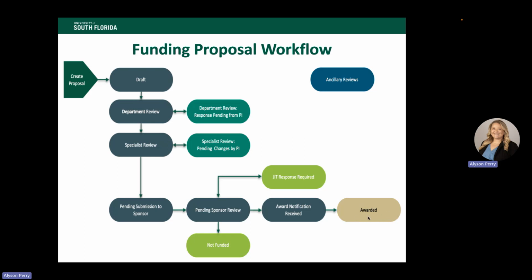Now, for the proposal workflow, this would be done here. So your proposal workflow ends at awarded. This is where your SRA would then move in to create your award within the Bullseye Research system. Now, these ancillary reviews are in a category of their own because they can happen at any stage of this workflow. They can also happen at any stage of the award workflow. And we're going to discuss ancillary reviews and what they are a little later on in the training.